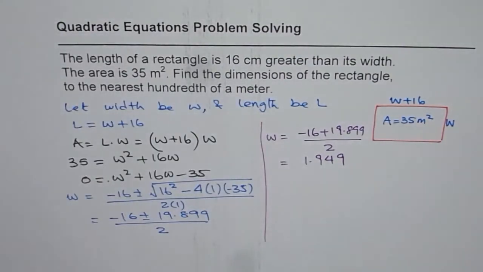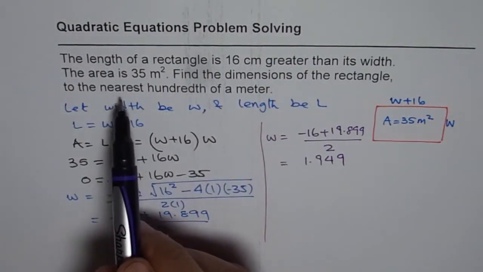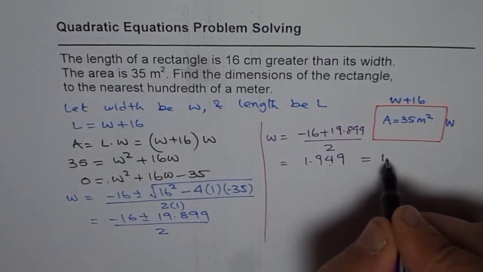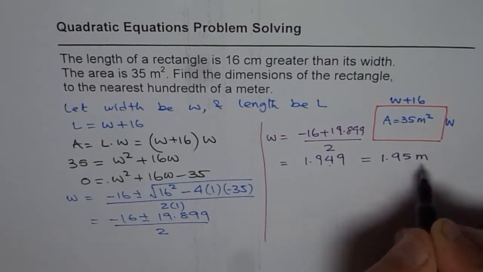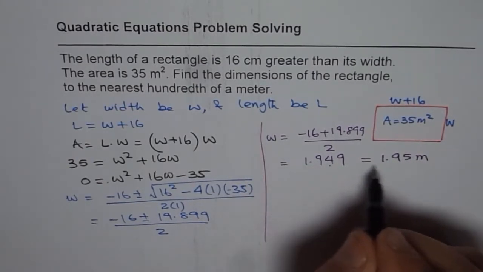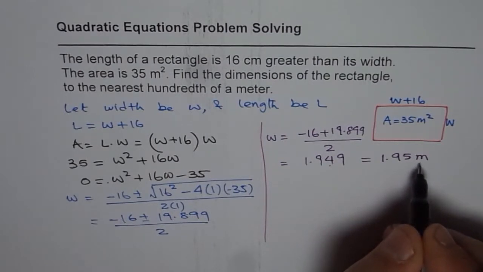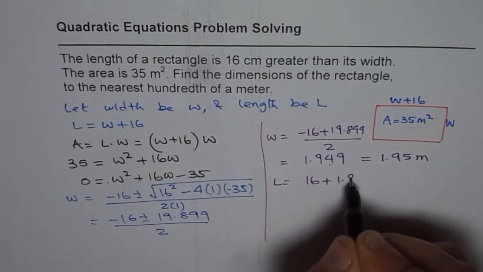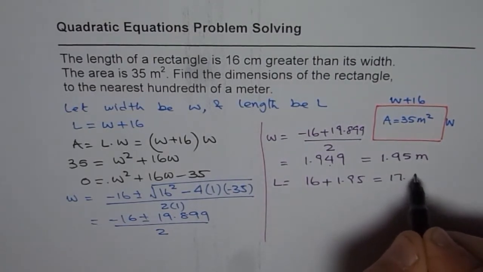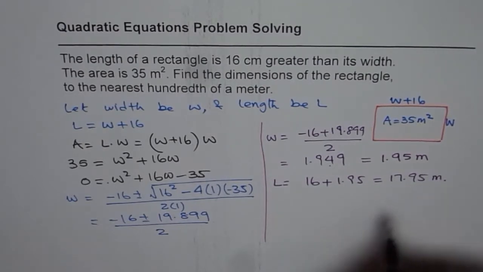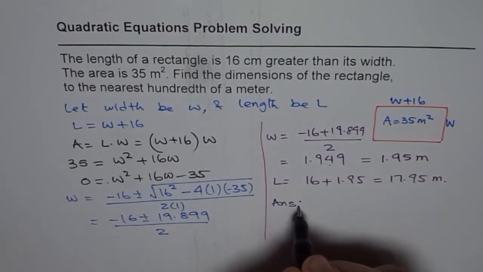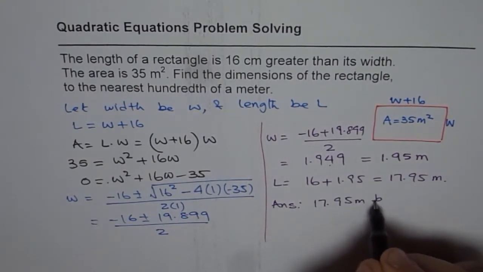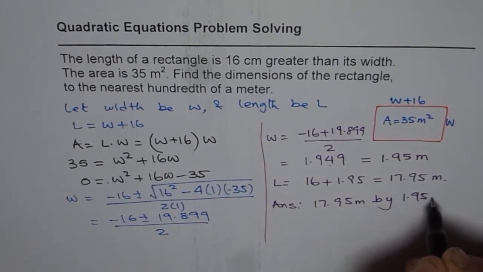1.949. Now the question is, we have to write dimensions to the nearest hundredth of a meter. So hundredth will mean this position, which means 1.95 meters. So that's the width for us. If width is 1.95 meters, in that case, length is going to be 16 plus 1.95, that is 17.95 meters. So the dimensions are, that is our answer. Length is 17.95 meters by 1.95 meters.